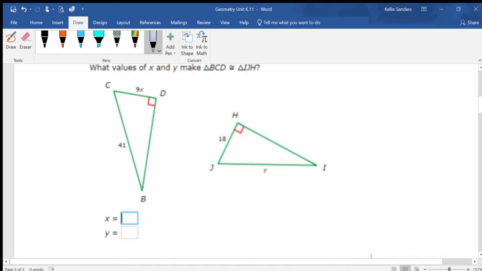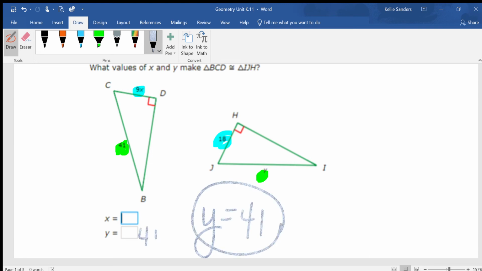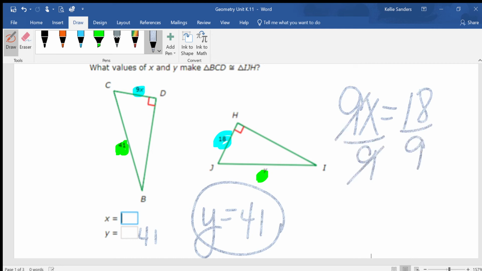Do a little bit of highlighting again. The 9x is going to go with the 18. The y is going to go with the 41. Well, looky there, the y and the 41. Y equals 41. There was no work to be done. And then the x. The 9x equals 18. Well, I don't care what 9x equals. I want to know what x equals. How am I going to get x by itself? We're going to divide by the 9 because that's what's multiplied by the x. So the x is by itself, and 18 divided by 9 is 2. So x is 2.